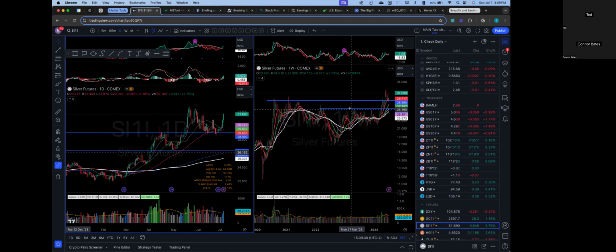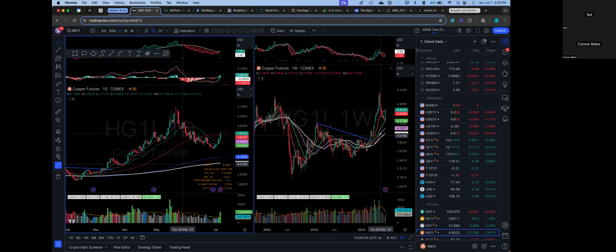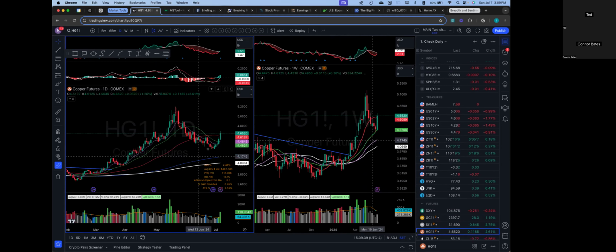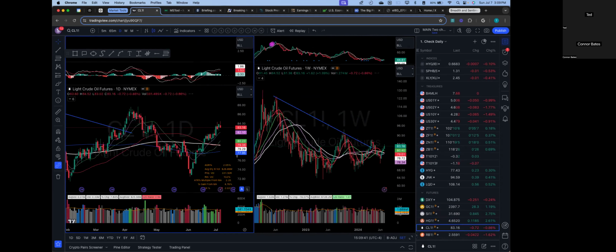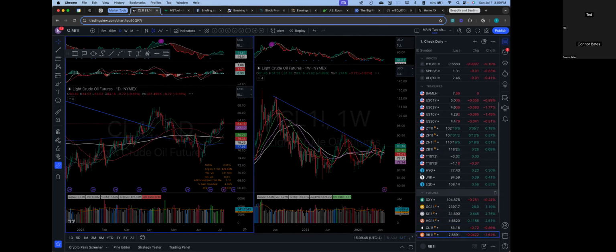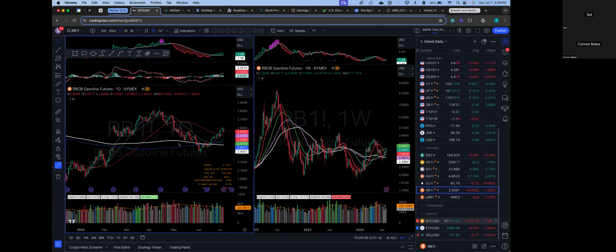Silver, you could say, essentially broke out already. Copper, same thing, reclaiming the 10, 20, and 50. Found support at the 20-week simple moving average. This looks great too. Crude, still just trending. Nothing too much to talk about here. Gasoline, similar action. And then Bitcoin.